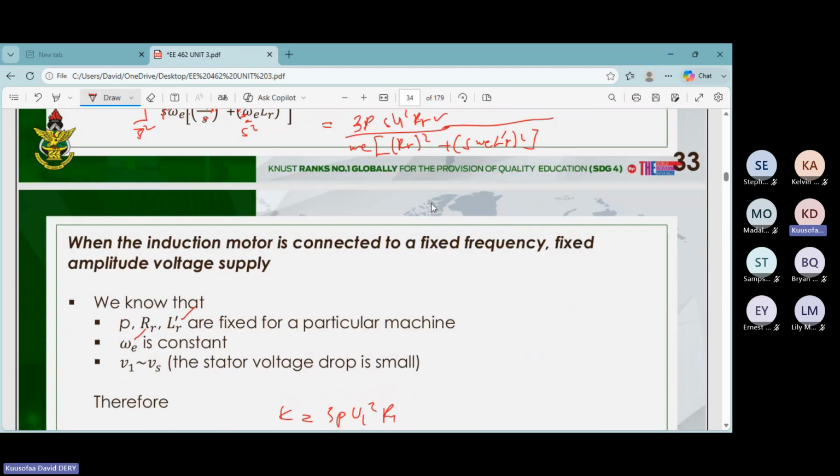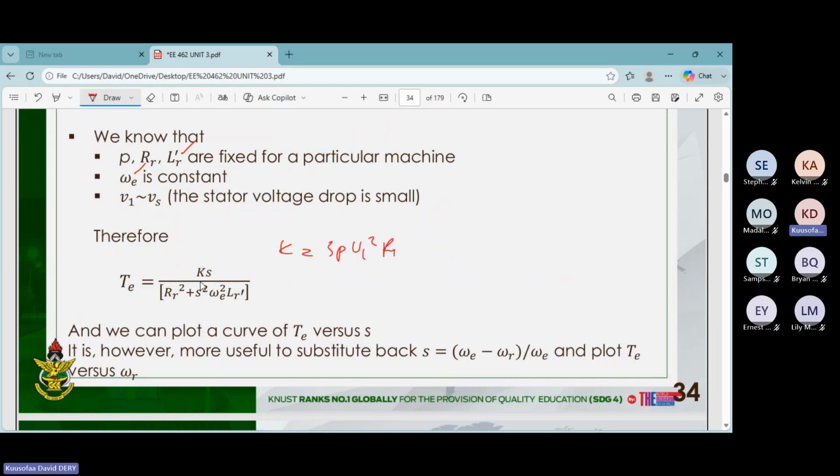So we can come to a conclusion that the torque is what? Proportional to the slip. That is a conclusion we can draw from this expression. So we can see that the torque is proportional to the slip. So we want to see how the torque varies with slip. Please, I hope we are following. This particular relationship that we are looking at is very, very important. Yes. That is what we are going to use for most of the design and analysis.